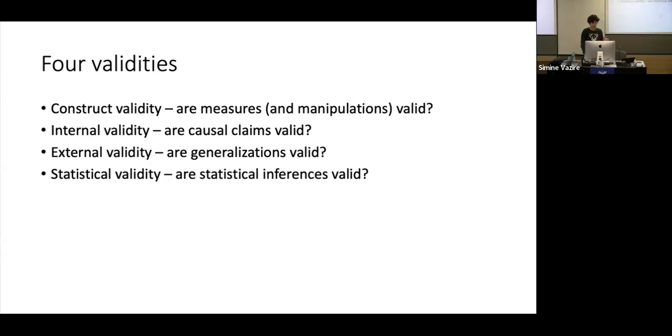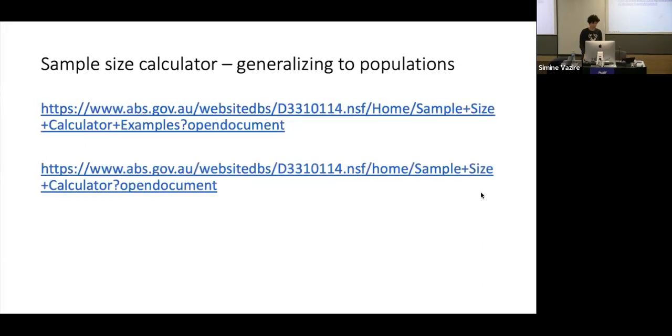A few more things on this before we move on. There are a couple of useful websites for figuring out how large a sample you need, your sample size, especially in the context of generalizing to populations. These websites help you figure out how much precision you'll have. So if you specify a margin of error, how precisely you need to know the answer, it'll tell you what sample size you need based on a few other things you tell it.